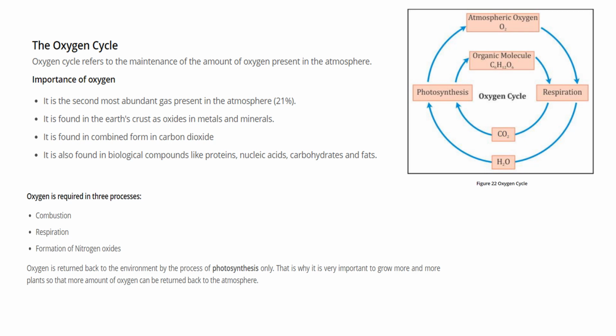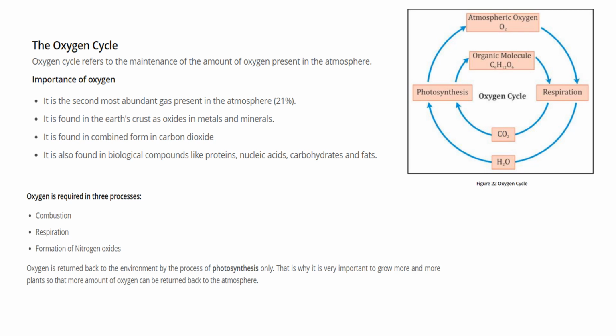And also, how is this oxygen returned back to the environment? It is only through the process of photosynthesis. That is why it is very important to grow more and more plants, so that more oxygen can be returned back to the atmosphere.